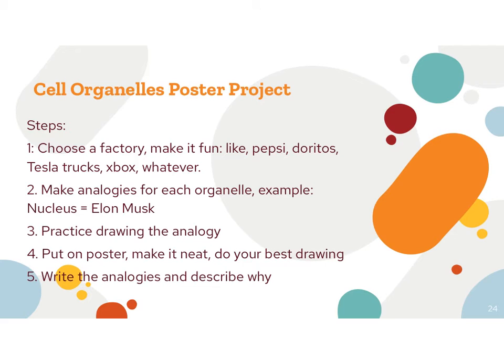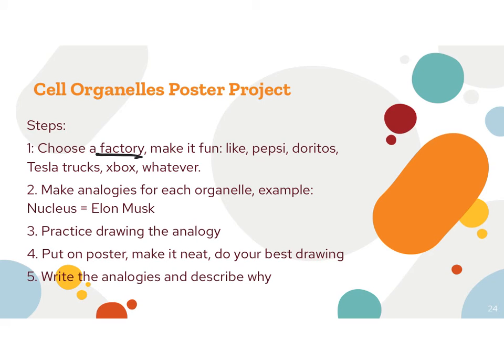I want to take a moment now just to talk a little bit about the project that we are going to be doing with this, okay? Salt organelles poster project. Now, one thing that I found is that the easiest way to remember stuff is to make analogies. If we can relate something to something else, that can help us remember exactly what it is. So, this is what you're going to be doing today: you're going to be choosing a factory. A few kids asked already if they could choose a thing like a Tesla car or something like that, and that's fine as long as you can make analogies for it.